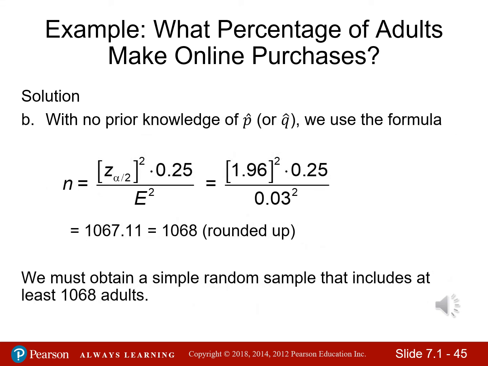If we have no prior knowledge of p hat, or for that matter q hat, we would use the formula n equals our critical value squared multiplied by 0.25 divided by our margin of error squared. In this case, that gives us 1067.11, rounding up to 1068. So we would want to obtain a simple random sample that includes at least 1068 adults.